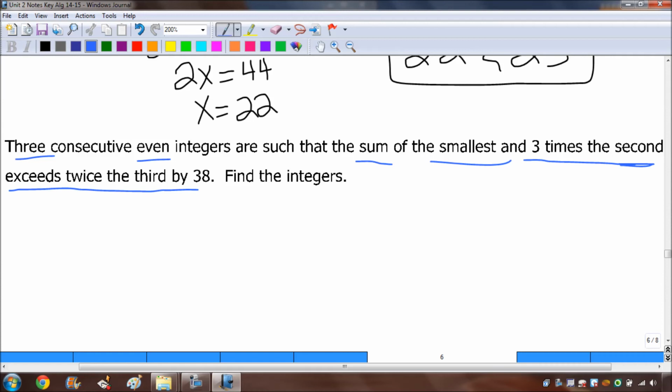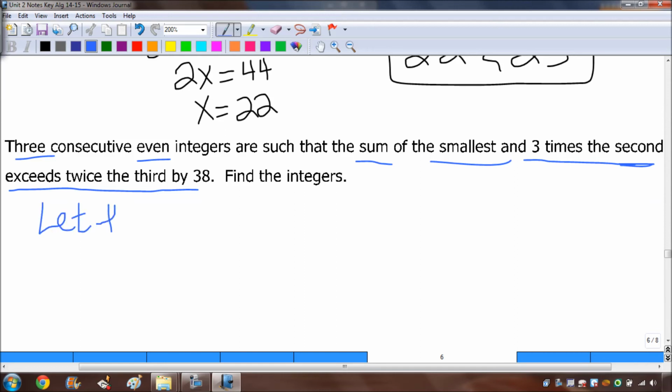So let's follow our steps for solving word problems. Number 1, underline key information, check. Number 2, identify what we want to figure out. We want to figure out what the integers are. Step 3, draw a picture. That's not going to be helpful this time, so we're going to skip that step. Step 4, write your let statements. So in this problem, there are 3 things that I don't know, the 3 consecutive even integers. So I'm going to write 3 let statements.